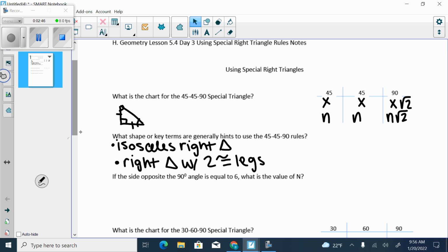Does anybody remember when we were doing the 45, 45, 90 notes, what figure was drawn at the top for us to prove what the sides would be? A square, right? They just had a square with the diagonal drawn down the middle. So they could also give you that, right? You could have a square, and you would know that it would make two 45, 45, 90s. So they may not come out and write that you have 45-degree angles, but if they say or give a picture of any of these things, you automatically know it's a 45, 45, 90. Okay?